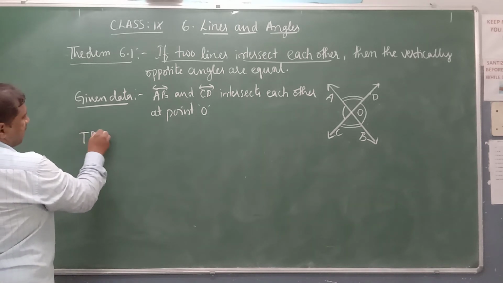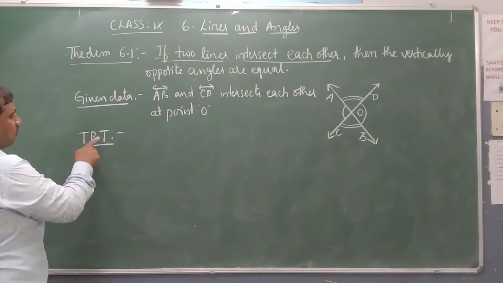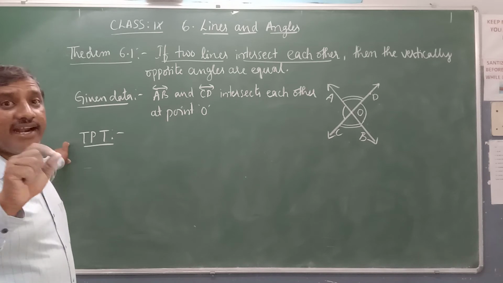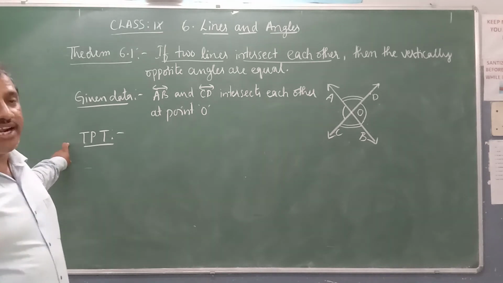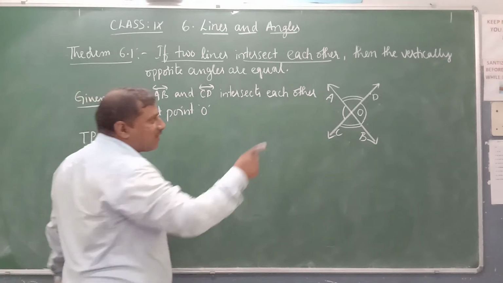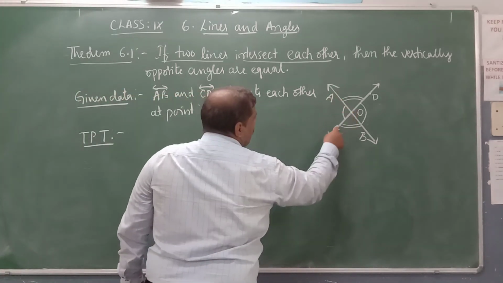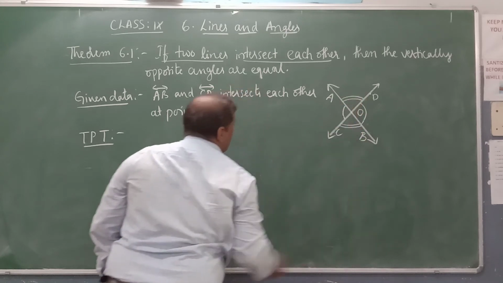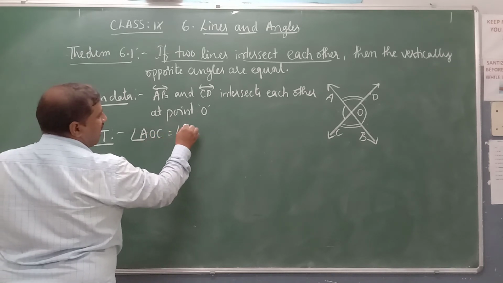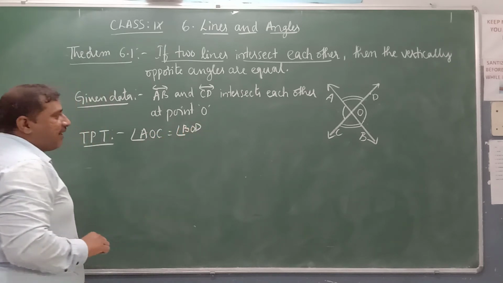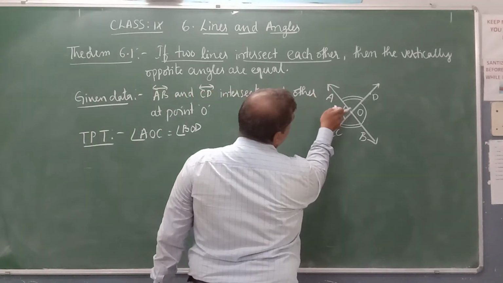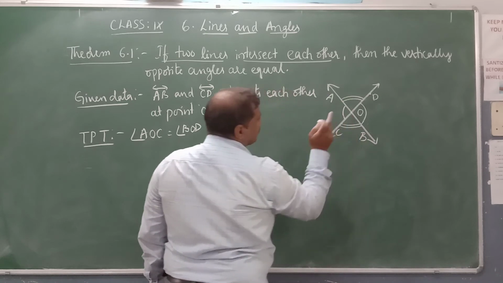Now TPT, to prove that. TPT or RTP also we use. RTP means required to prove. So what do we have to prove? Vertically opposite angles are equal. What are the vertically opposite angles? Angle AOC and angle BOD. Angle AOC is equal to angle BOD. Similarly, the second pair of vertically opposite angles, angle AOD and angle BOC.